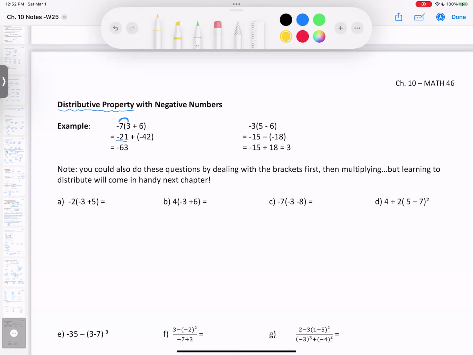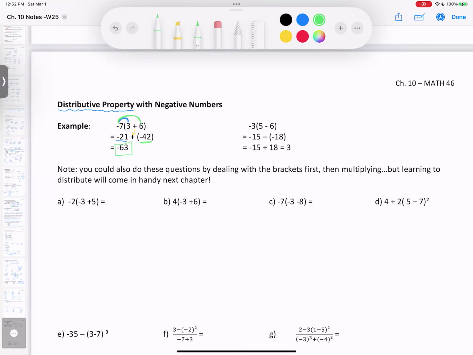And then we're going to drop down this plus sign, so plus. And then we're going to make a rainbow because now we're going to do -7 times 6. -7 times 6 gives us that -42 here. And we end up with the answer of -63.